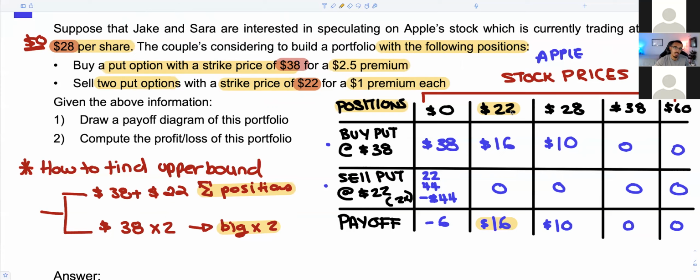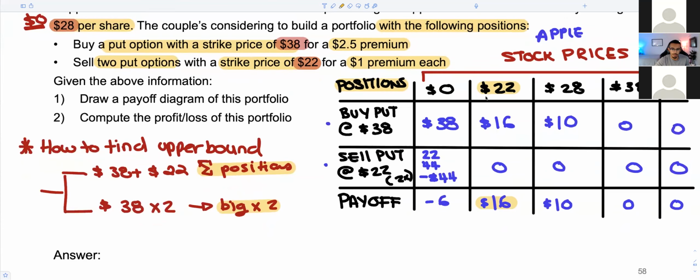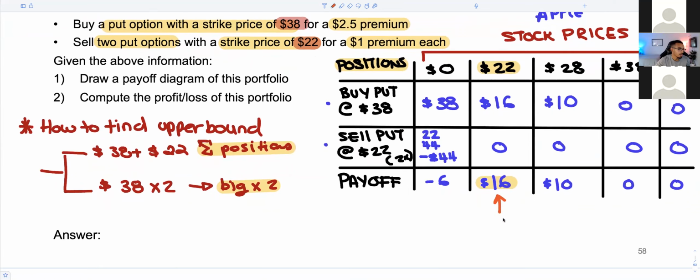That's amazing. Okay, now we need to compute this idea of profit and losses. It's very easy at this point. All that you have to do is look at this instance here. And I'll write it here.